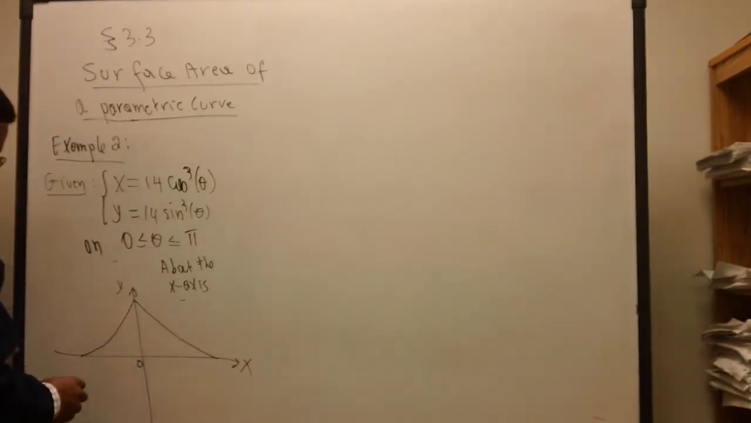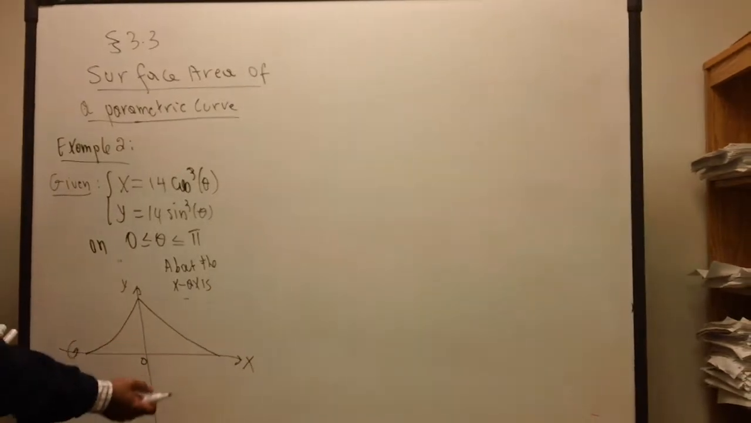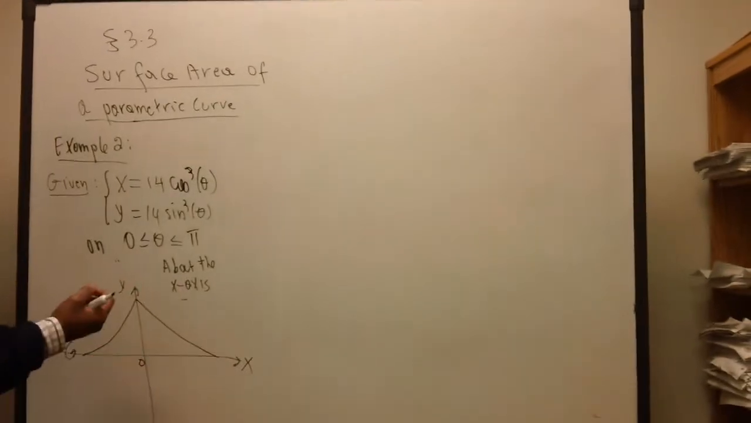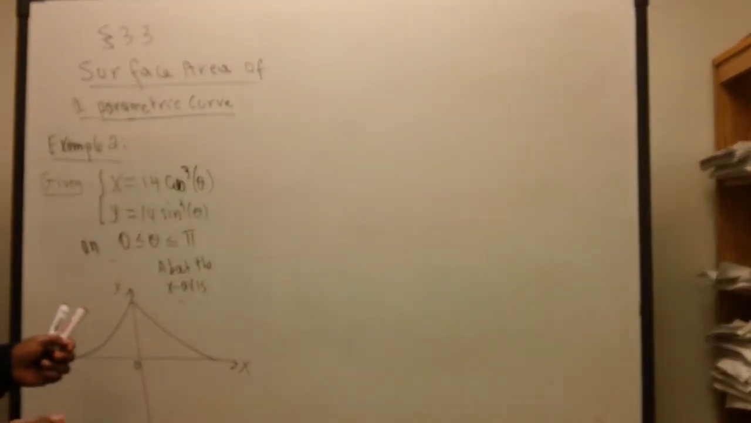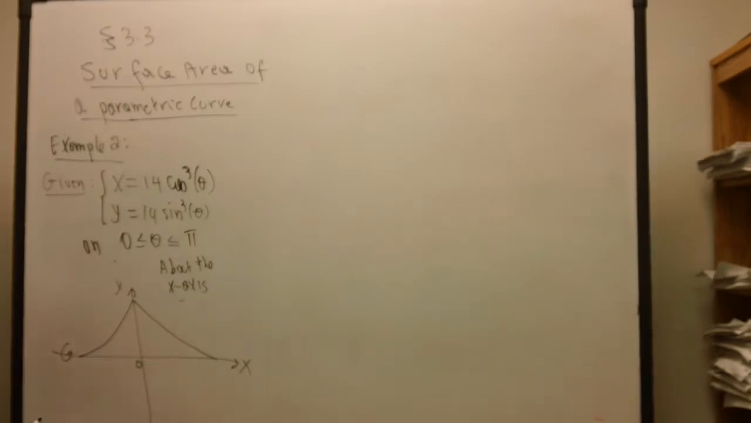So this graph is rotated about the x-axis, so it will generate a surface, and that surface is what we're looking for. What is the area of that given surface?